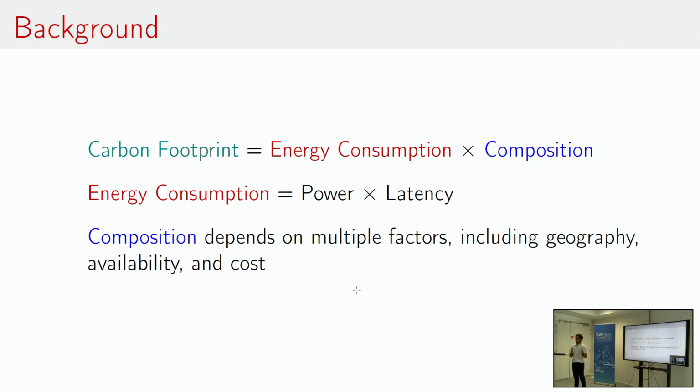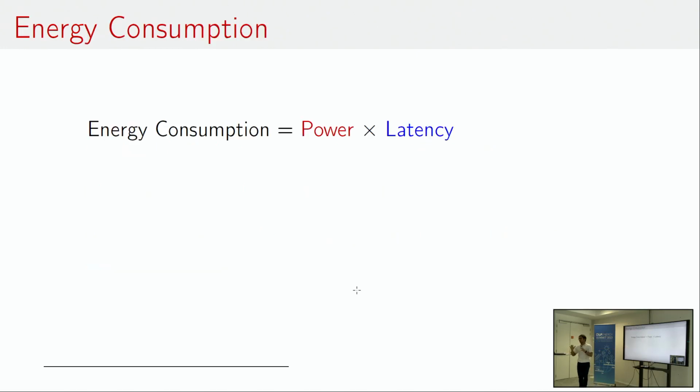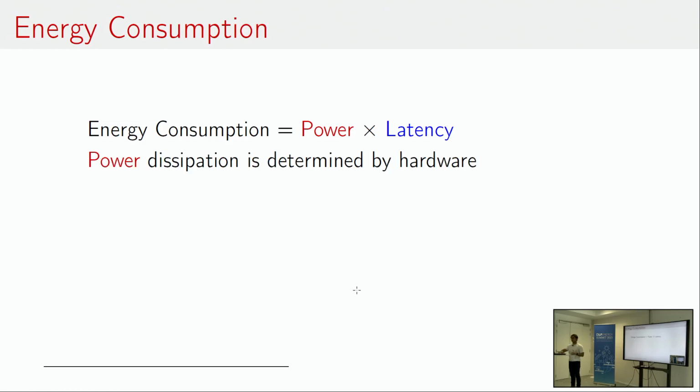Composition, on the other hand, depends on multiple factors. The power that is coming in through this wire depends on geography, availability, cost, and it varies for each region. For this talk, we will focus on energy consumption. There's a lot of work on composition, and there have been great talks at this conference so far. Let's dive into consumption. Energy consumption, as we just saw, is defined as power times the latency.